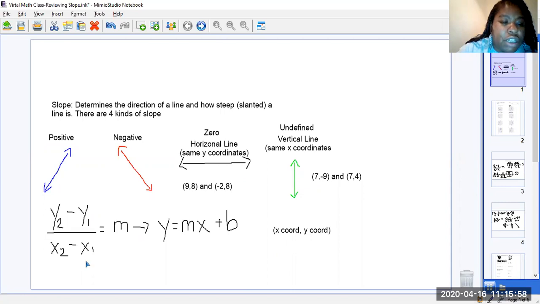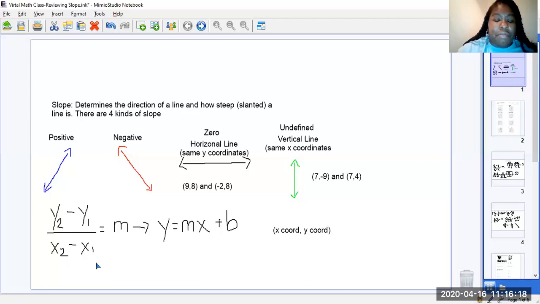And this is the formula that we would use if we were given coordinates. Okay, y2 minus y1 over x2 minus x1. This is nothing more than a fraction. A lot of things in algebra deal with fractions. So, fractions are the foundations of a lot of things.